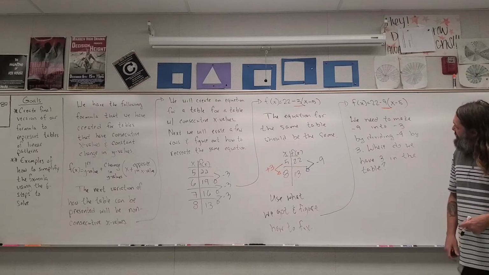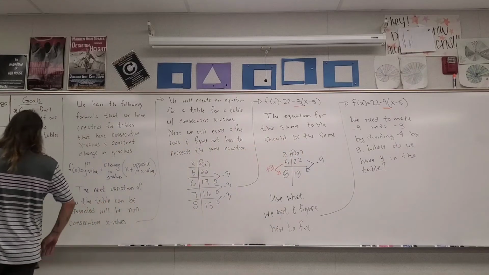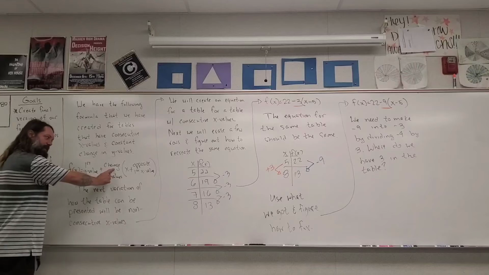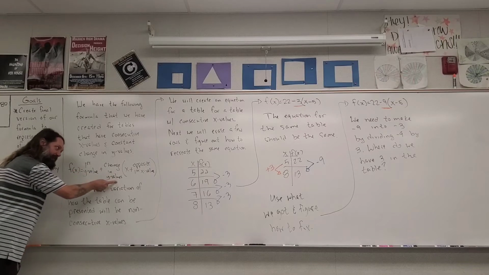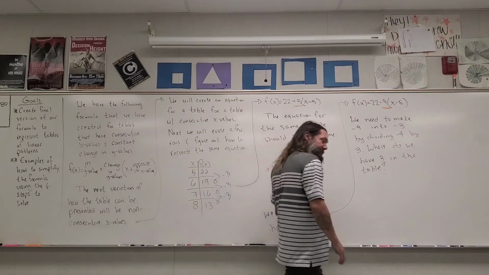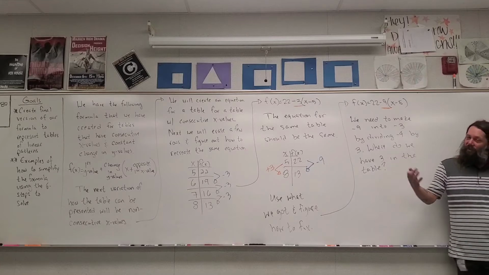So what our formula is now going to become is f of x equals the first y value plus the change in y value divided by the change in x value, parentheses x plus the opposite of the first x value. So let's write out our new and final formula, right?